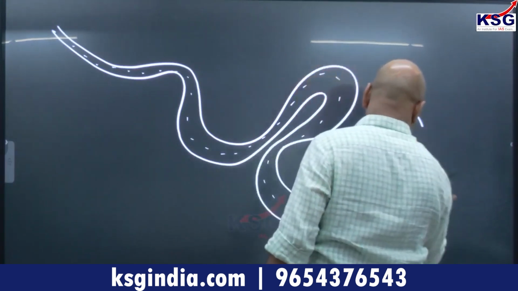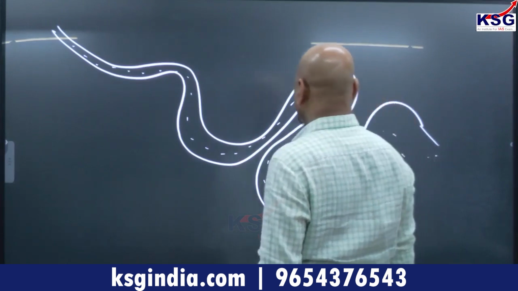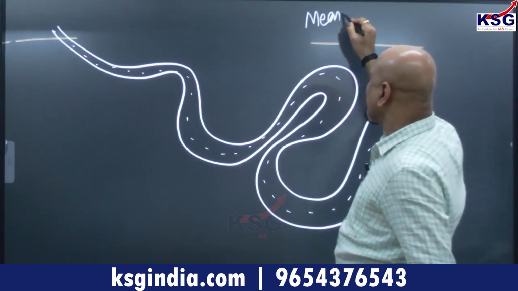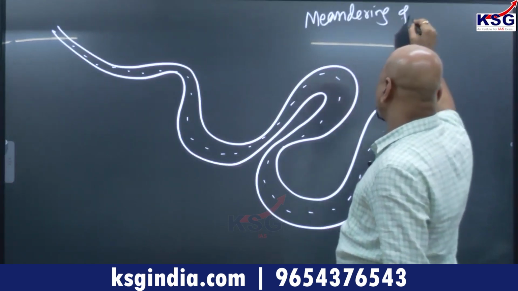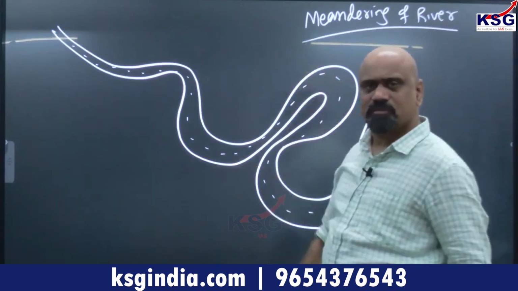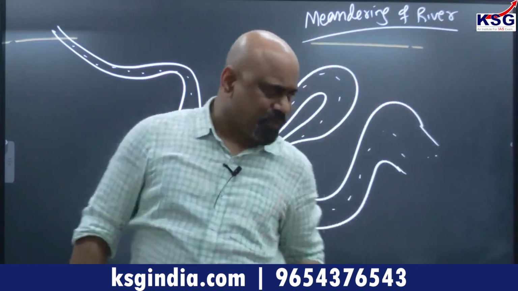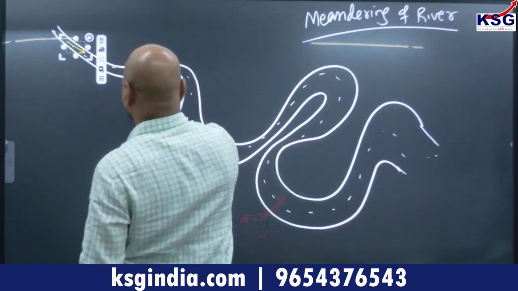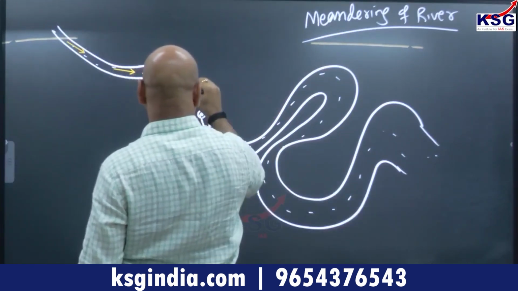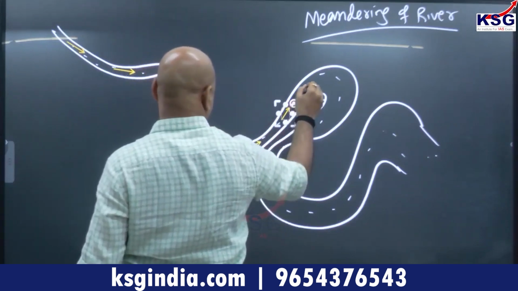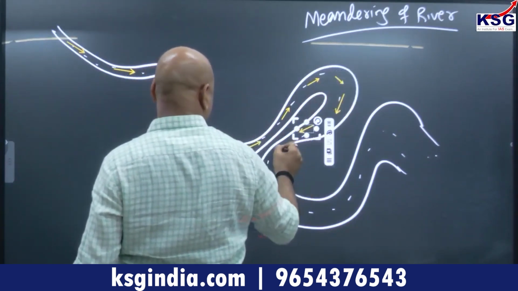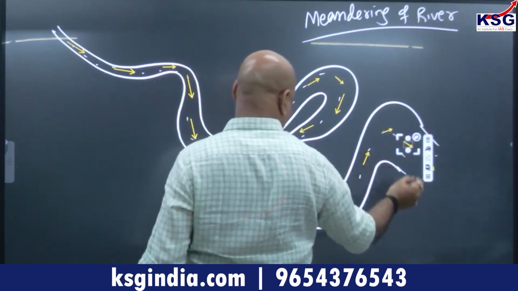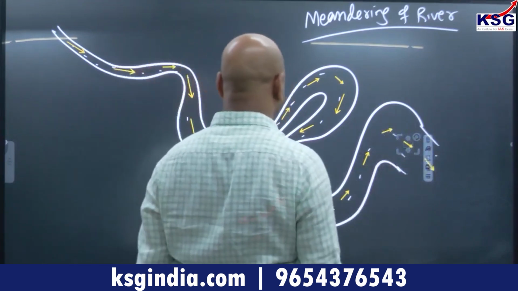आपको लग रहा होगा कि ये होता नहीं होता है, जरूर होता है. Now, this meandering is because of what? Meandering of river. Why does the river meander? The sediments get deposited. Whatever sediment is coming from the upper reaches will get deposited here.